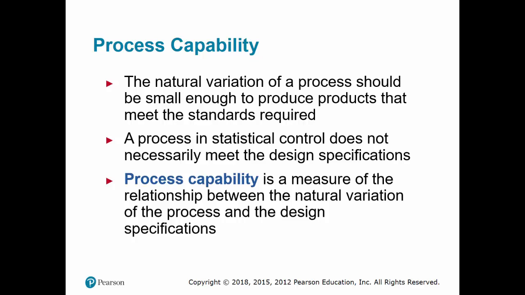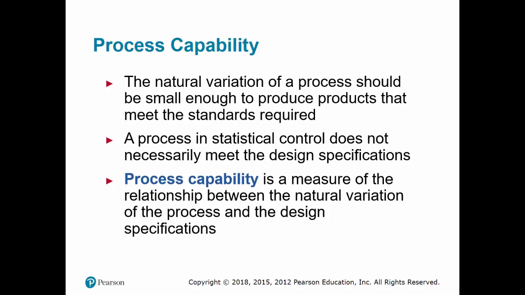So you have to distinguish between the concept of a process being in control and a process being capable. These are two different concepts. You shouldn't mix these two things up. For us to start studying whether a process is capable or not, we have to first make sure that the process is in control. The natural variation of a process should be small enough, so that means there are only natural variations. There is no other variation present in the process.